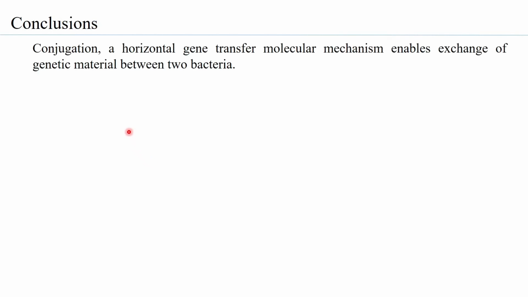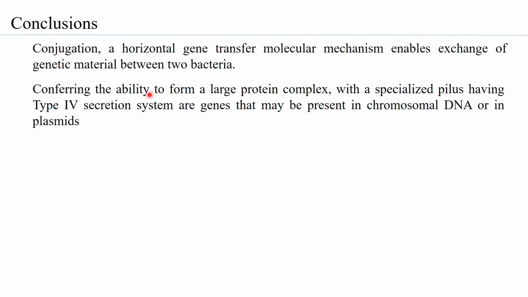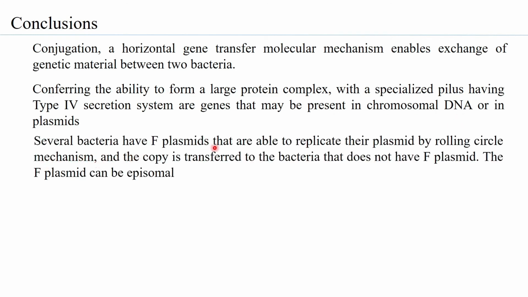Therefore, the conclusions are: conjugation, a horizontal gene transfer molecular mechanism, enables exchange of genetic material between two bacteria, conferring the ability to form a large protein complex with a specialized pilus having a type 4 secretion system. These genes may be present in chromosomal DNA. So conjugation can depend on genes present in the chromosomal DNA or, as we just observed, in plasmids. Several bacteria have F plasmids that are able to replicate their plasmid by rolling circle mechanism, and the copy is transferred to the bacteria that does not have the F plasmid.